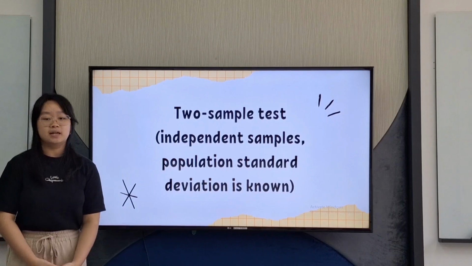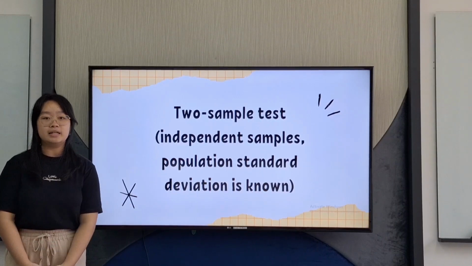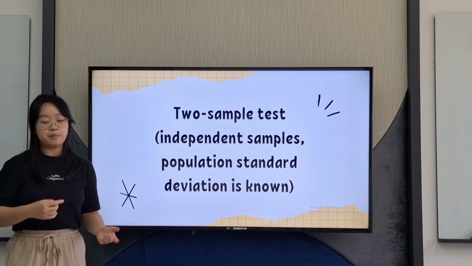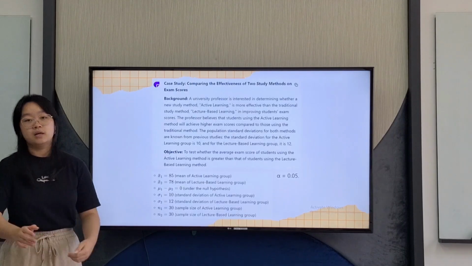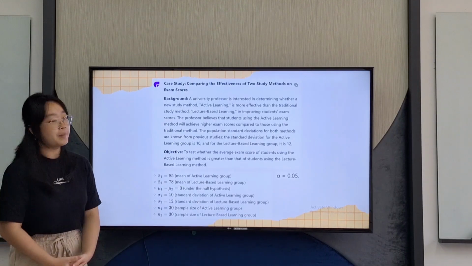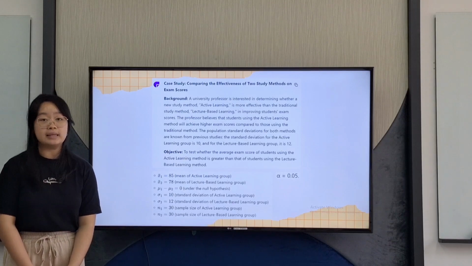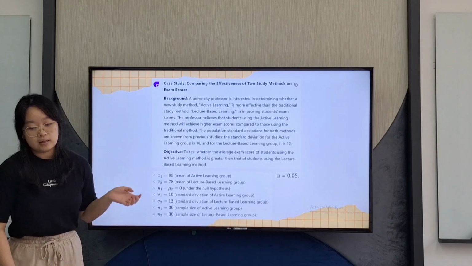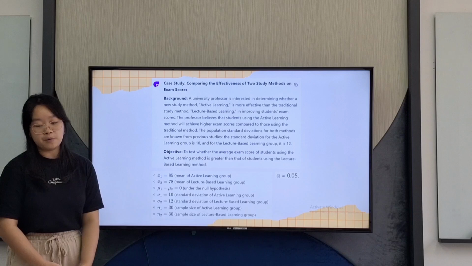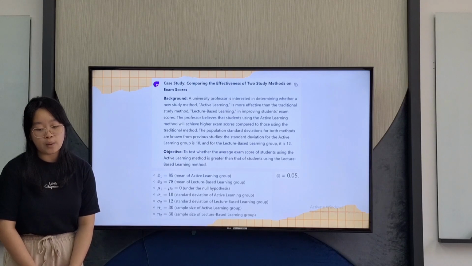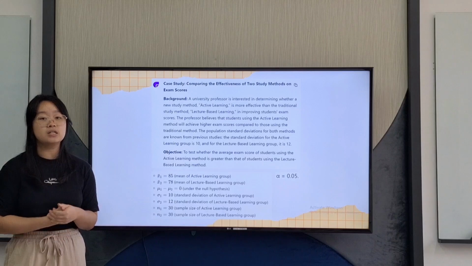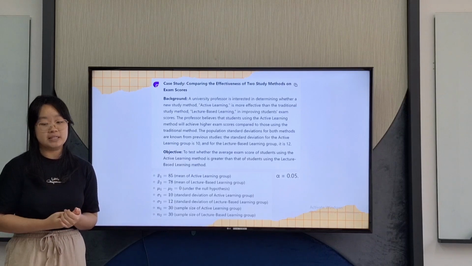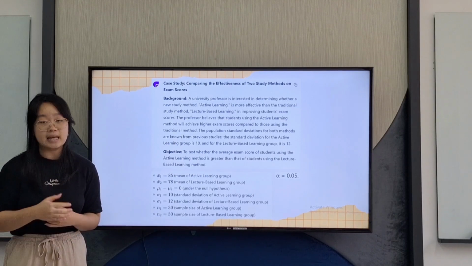Next, for case 3, it is about two sample tests where the samples are independent and the population standard deviation is known. The case study is about comparing the effectiveness of the two study methods on exam scores. And the background: a university professor is interested in determining whether a new study method, active learning, is more effective than the traditional study method, which is lecture-based learning, in improving students' exam scores.